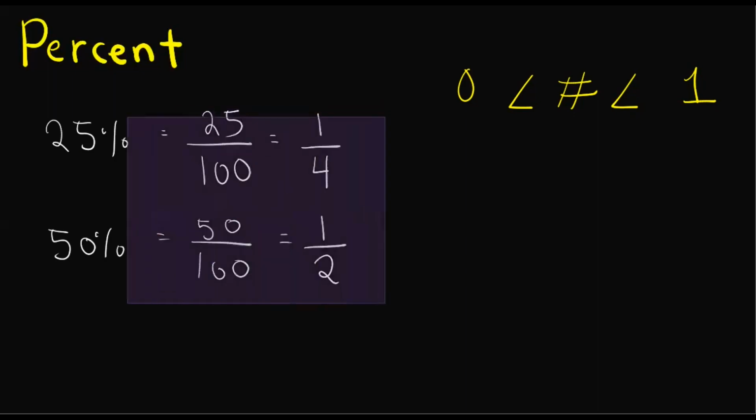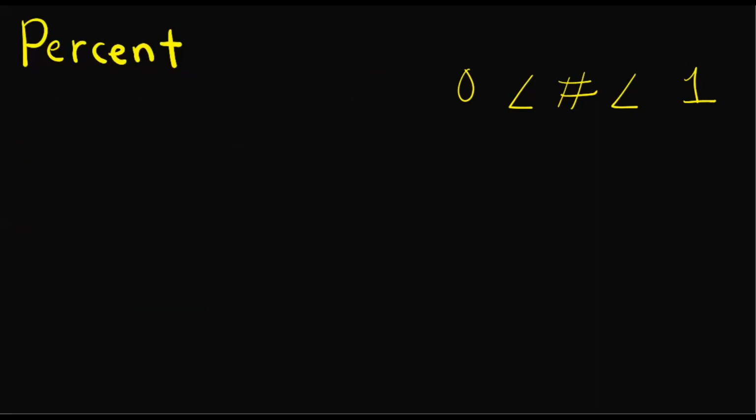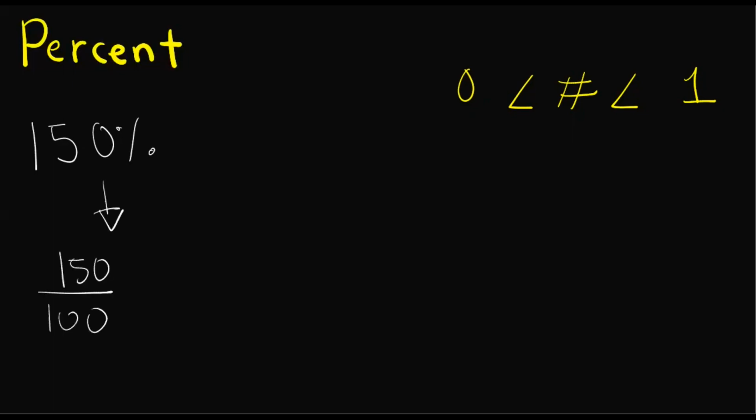Now what if we have 150%? Actually, this becomes 150 over 100. So if we simplify this, we can cancel this one out. And we know that 15 is 3 times 5. 10 is 2 times 5. So we can cancel out the 5s out here. It would give us 3 halves.